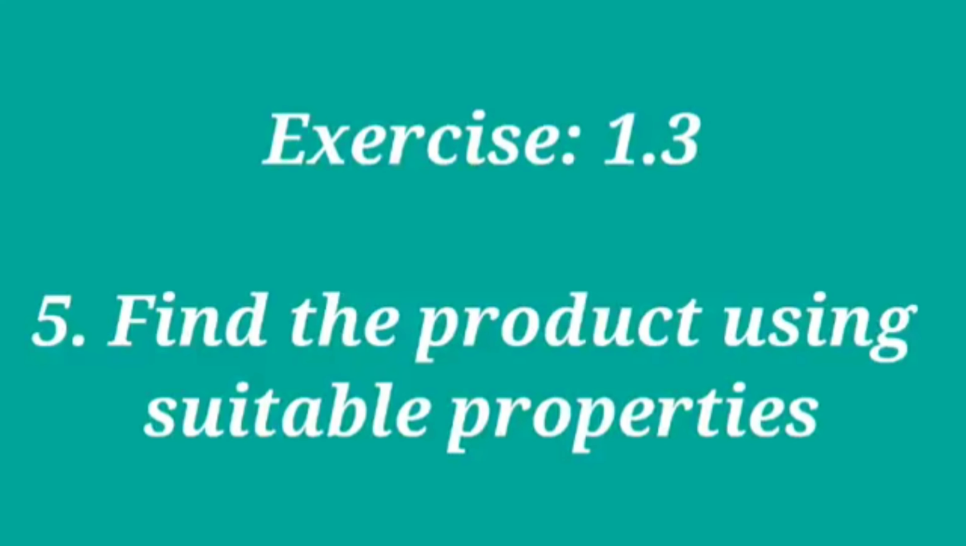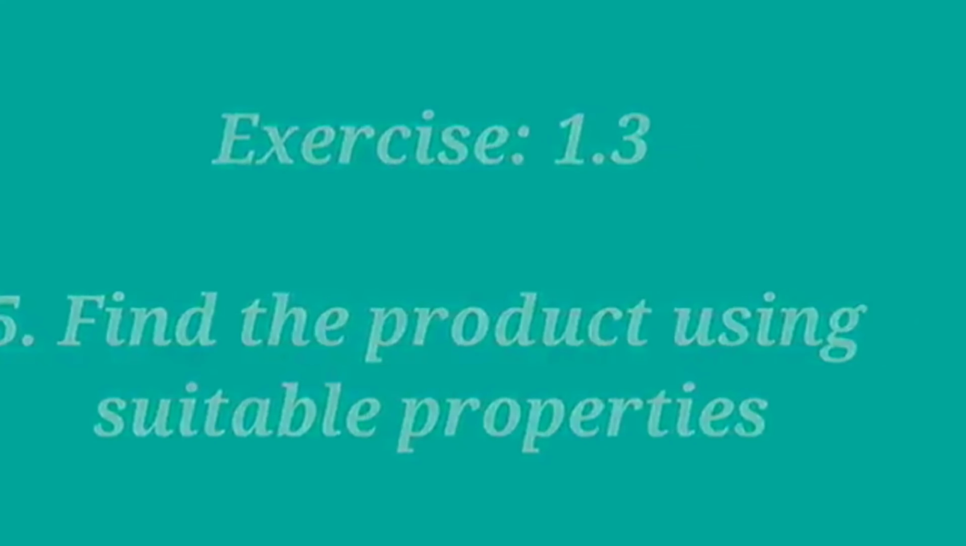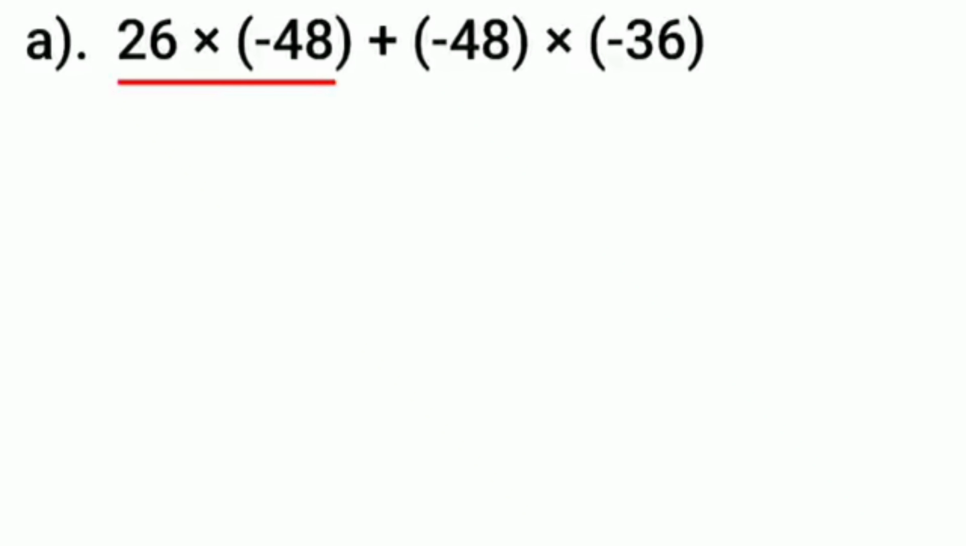Exercise 1.3, question number 5. Find the product using suitable properties. Sub question A, 26 multiplied by minus 48 plus minus 48 multiplied by minus 36. Observe the numbers of the question.